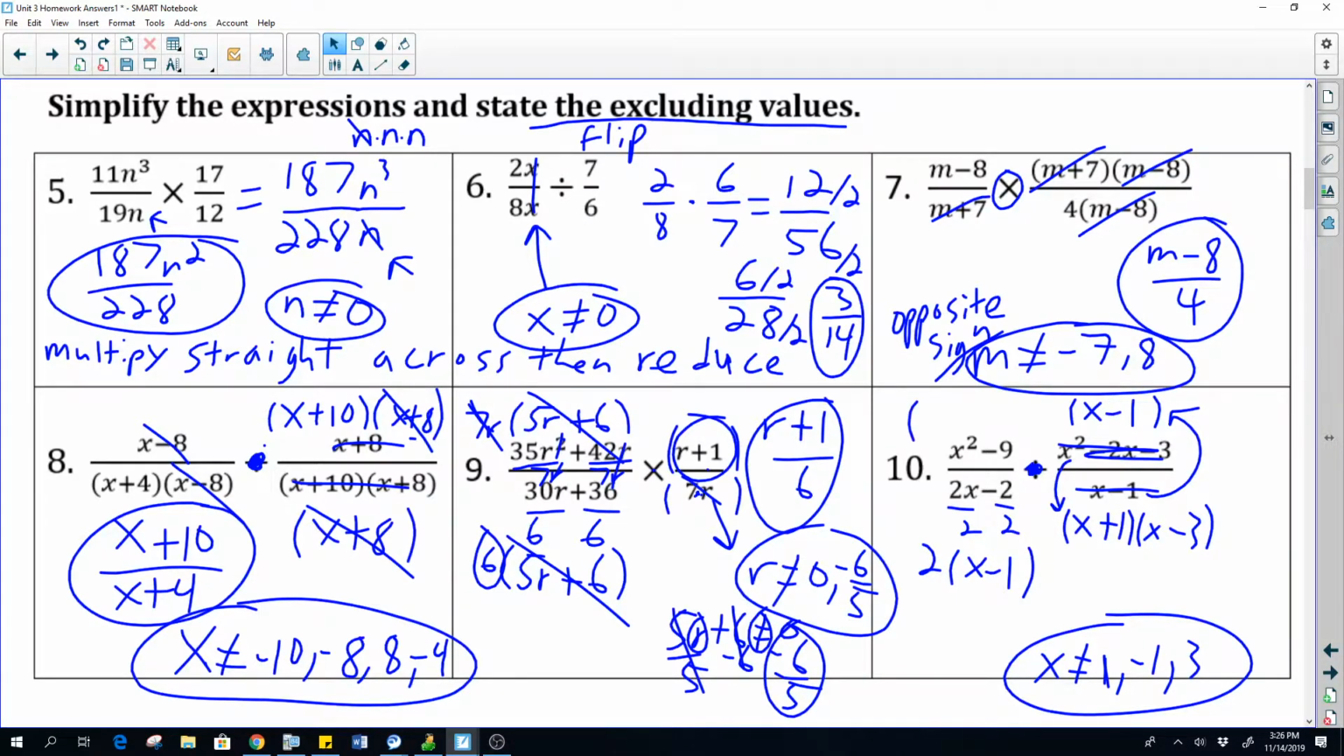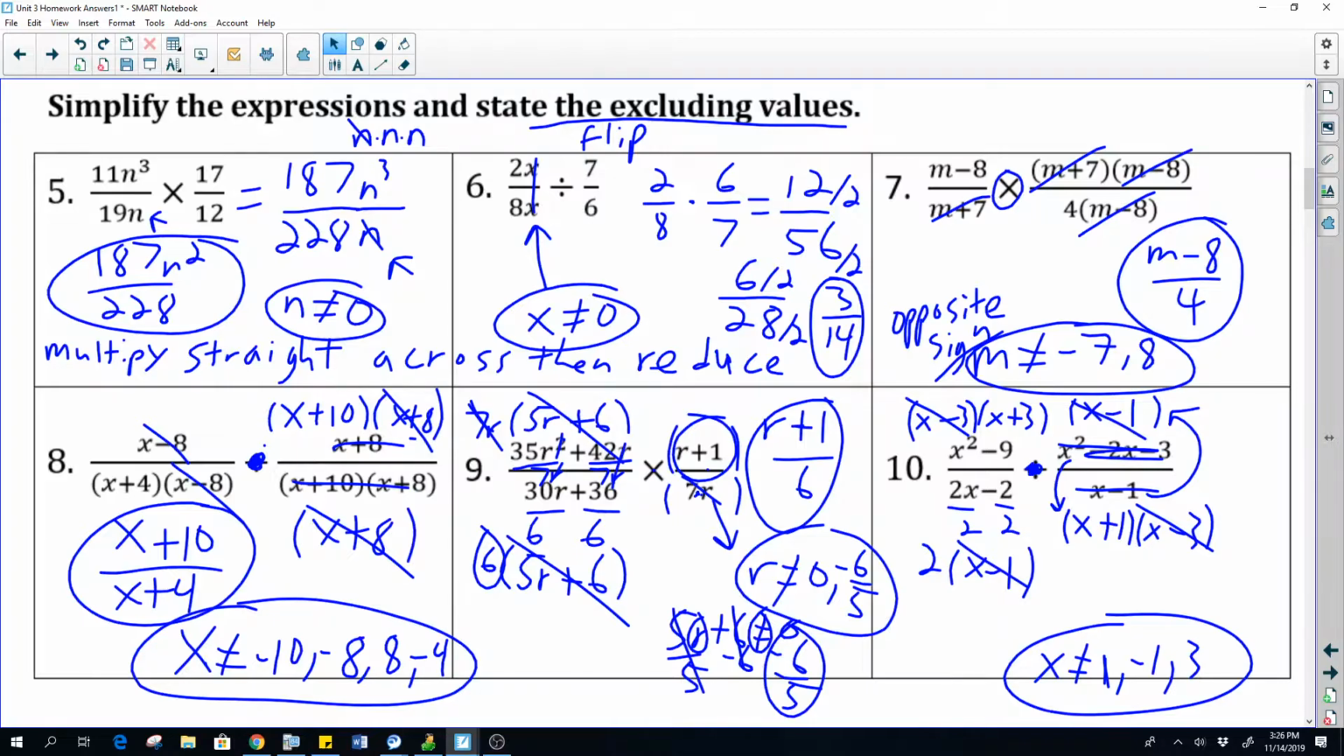And then x squared minus 9 is called the difference of squares. So we can go ahead and pull out factors of 9, which is 3 and 3. One has to be minus, one has to be plus. Cool. So then our x minus 3s will cancel, and our x minus 1s will cancel.